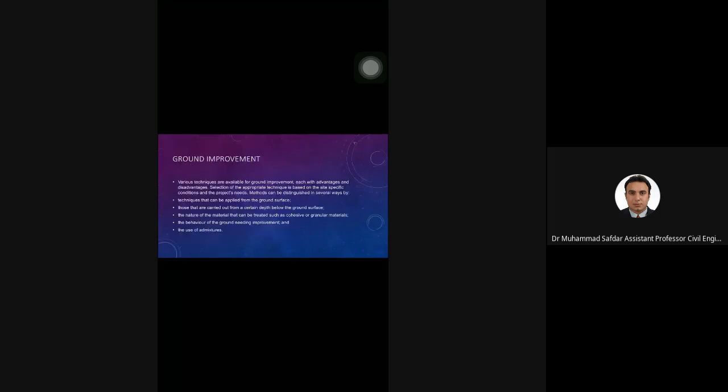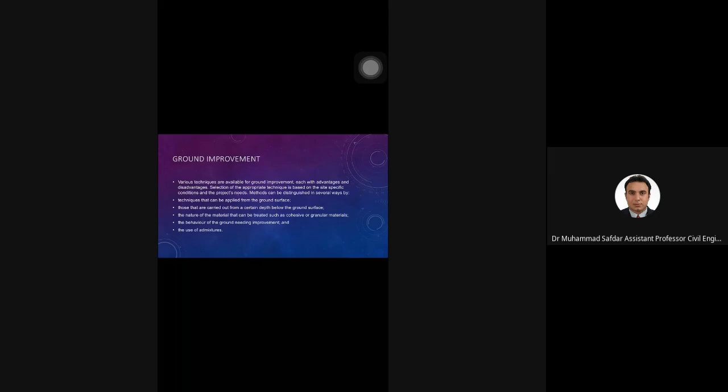The topic of the presentation is about the ground improvement techniques used in geotechnical engineering. These are our group members. Ground improvement: various techniques are available for ground improvement, each with advantages and disadvantages. The selection of the appropriate technique is based on the site-specific condition and the project needs.